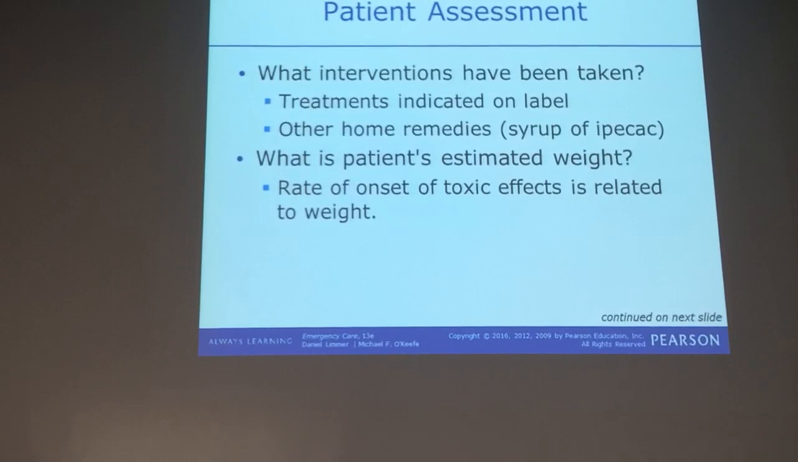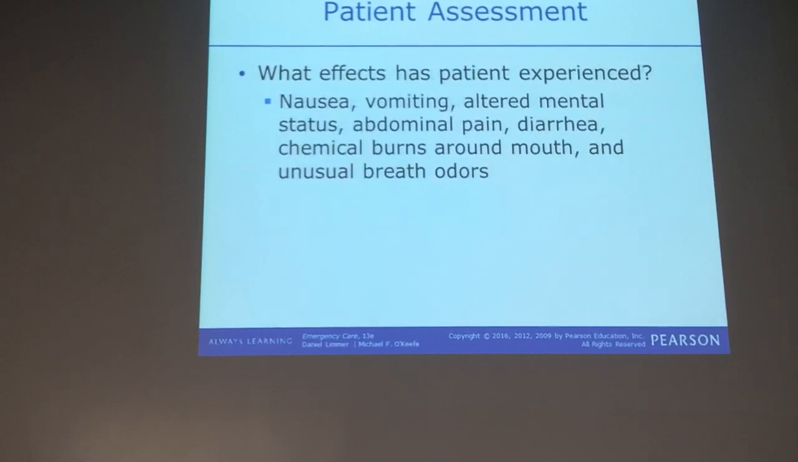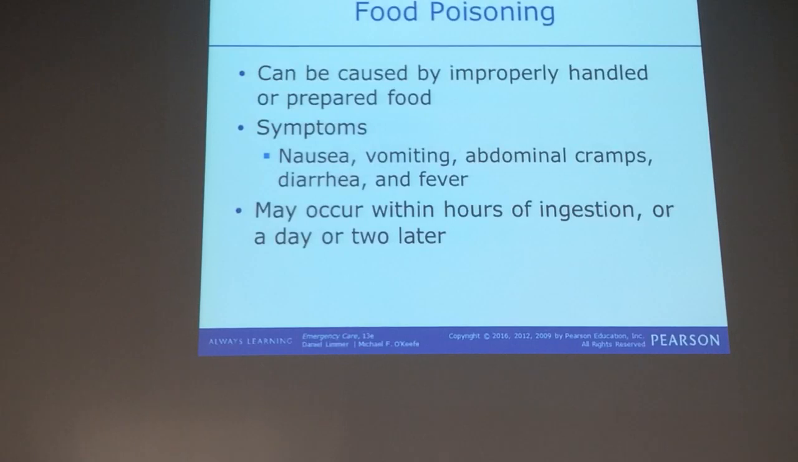What is the patient's weight? It may affect the rate of onset of the toxic effects, on how fast this stuff kicks in. Has the patient experienced nausea and vomiting? How much do they actually have in their system? Have they vomited it all up in the first 5 minutes and they don't really have that much in their system? Or, you know, they haven't vomited anything, or they just vomited a little bit, right? So it just depends.